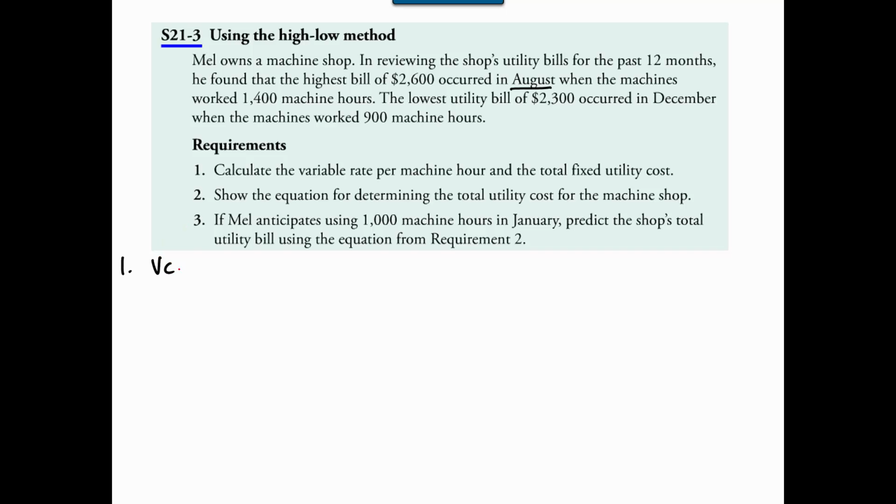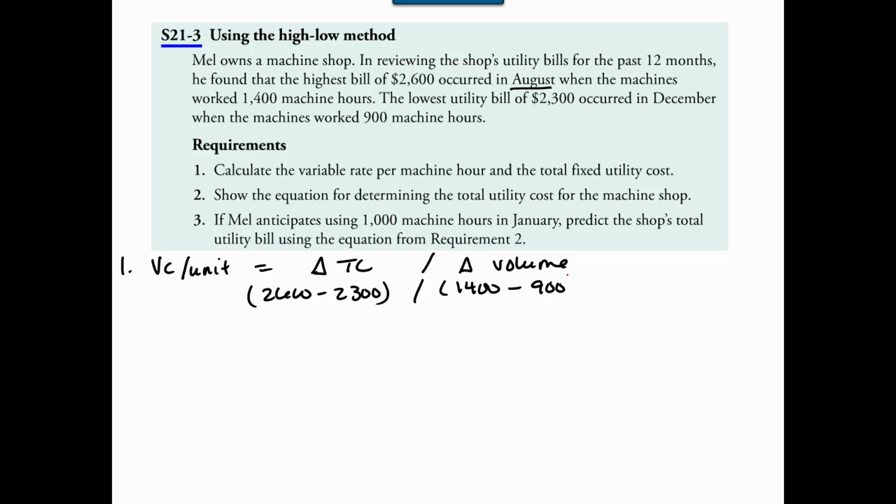So the variable cost per unit will be the change in the total cost divided by the change in the volume. So the cost, we have 2,600. The low cost was 2,300. And with the activity here, the high was 1,400 and the low was 900. So now I've got 300 over 500 gives me a variable cost per unit of 60 cents per machine hour.